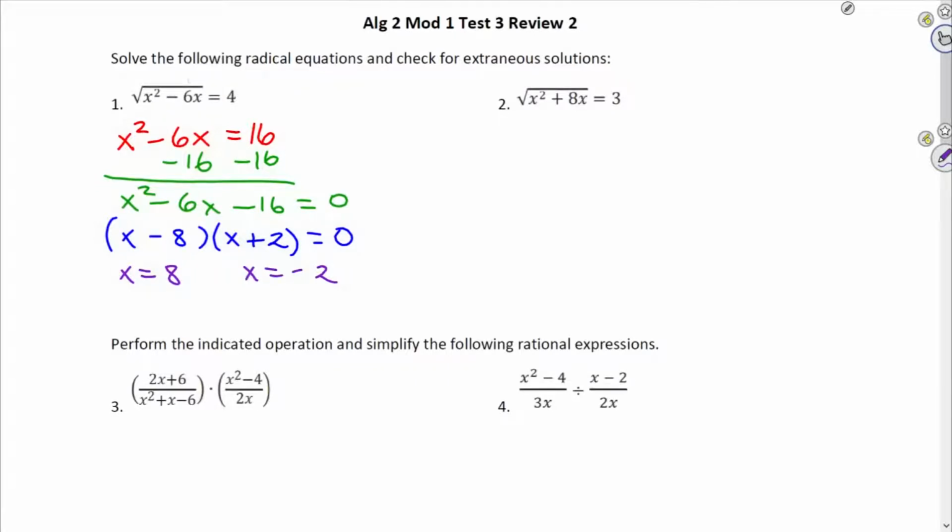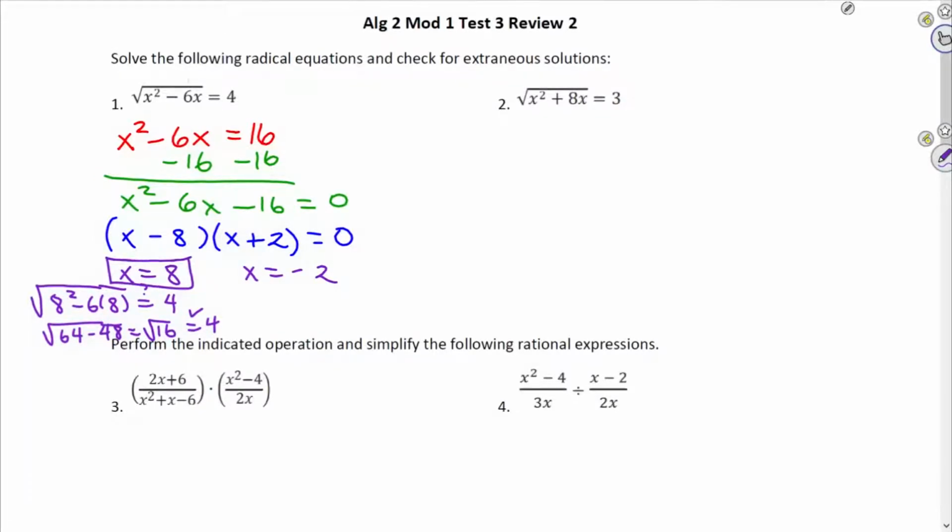Can I check that by plugging them in? I'm kind of low on space here, but I'll do my best to plug in the square root of 8 squared minus 6 times 8. And does that equal 4? Well, 8 squared is 64. 6 times 8 is 48, and 64 minus 48 is 16, and root 16 is equal to 4. So that one's fine. That is a solution.